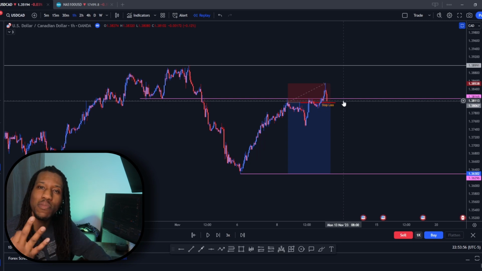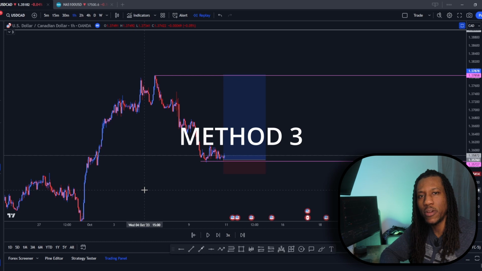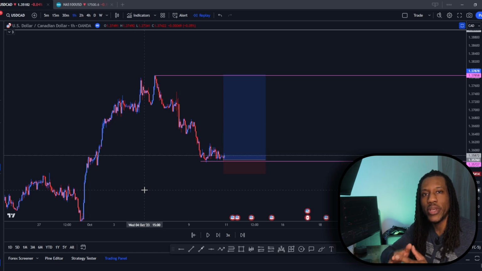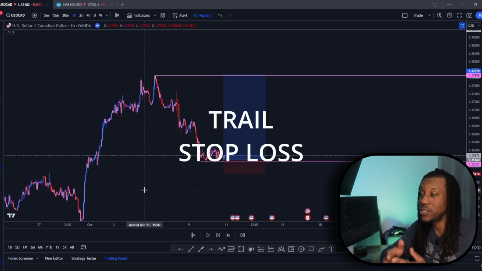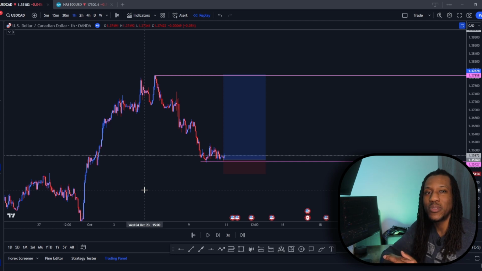Let's take a look at the third method. All right, so here we are. This is the third example here. Now this example is where we trail our stops, and we can trail it based on the structure being created in the market. So if we're in a bullish position, we can trail our stops under each higher low. If we're in a bearish position, we can trail our stops under each lower high.